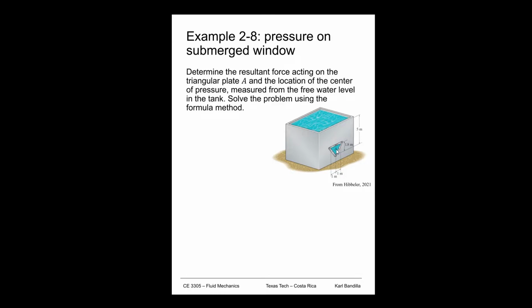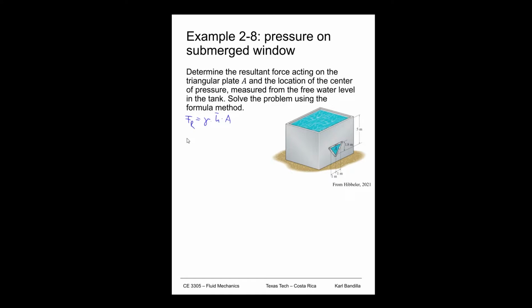Remember, for our formula method, maybe I'll write that down here real quick, F_R is going to be gamma times h bar times A. The first thing we have to do is find what the depth is at the centroid of that window. The centroid of our window is going to be somewhere here because it has to be 1/3 down from the top.